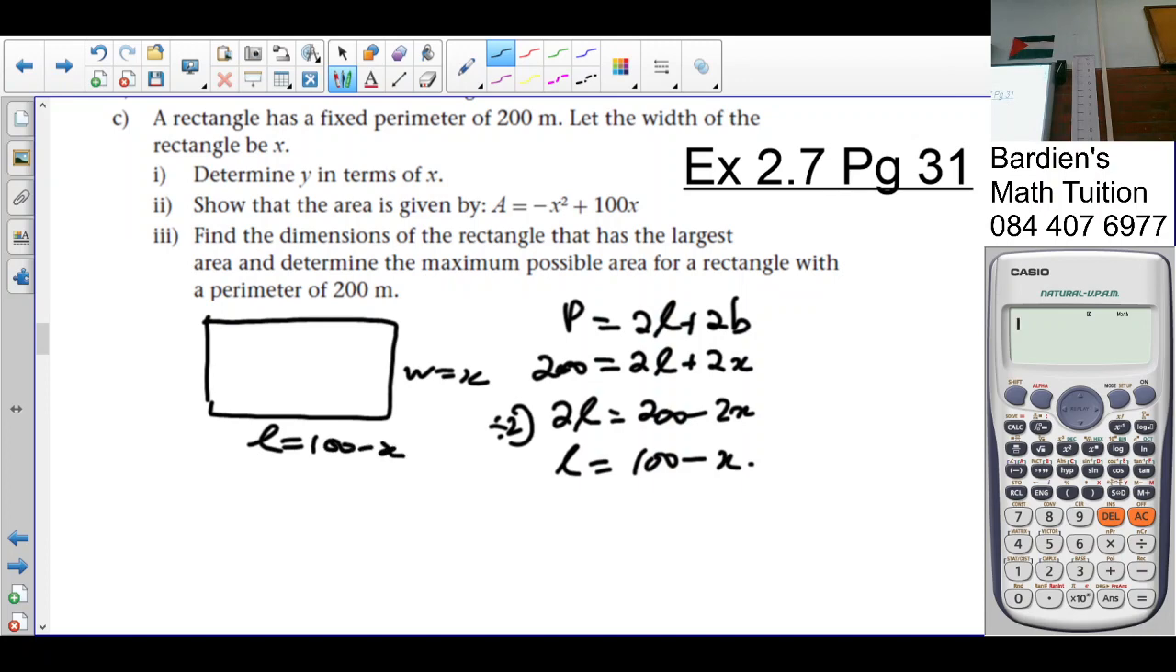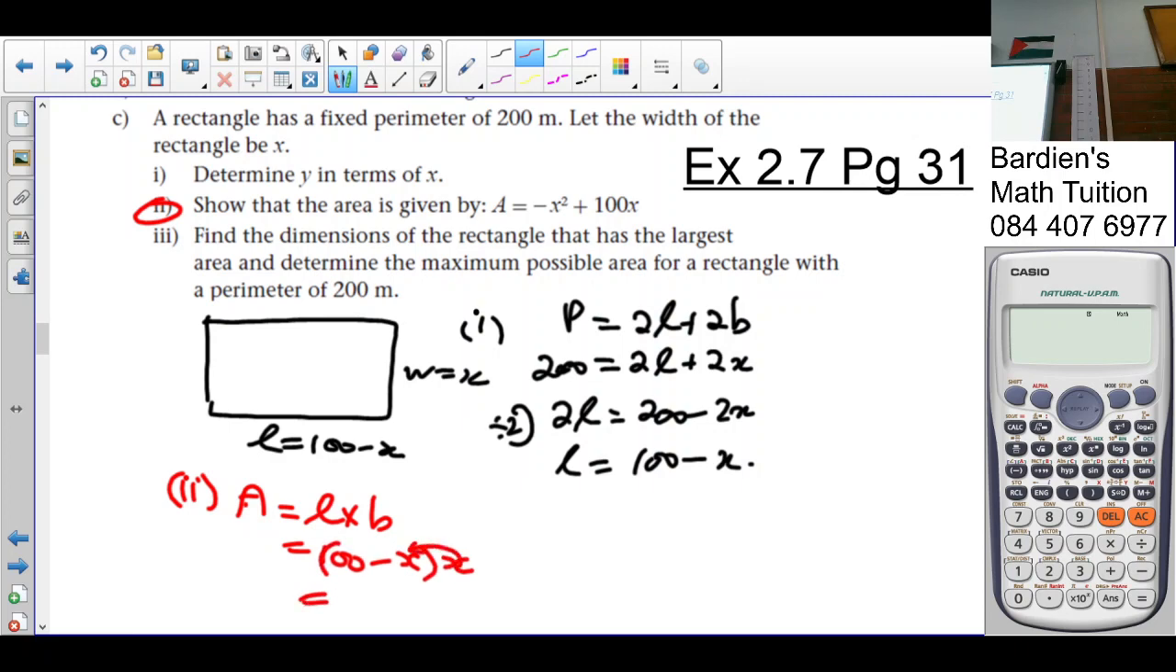Then this is number 1. Let's go with number 2. Show that the area can be given as that. People, how do you calculate the area of a rectangle? Area is equal to length times breadth or length times width. And what's my length? 100 minus x. And the breadth, x. So that's going to be negative x squared plus 100x.